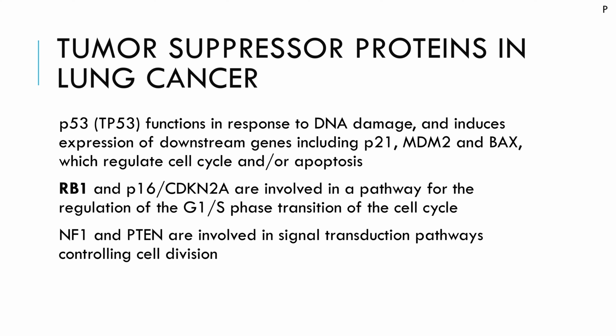Another one that we're quite interested in and have decided to focus the paper around is RB1. There are some other ones, including P16, that are involved in pathways for the regulation of the cell cycle. We've talked about NF1 and PTEN as being associated with signal transduction pathways, and ultimately, through that signal transduction pathway, controlling cell division. The next slide.